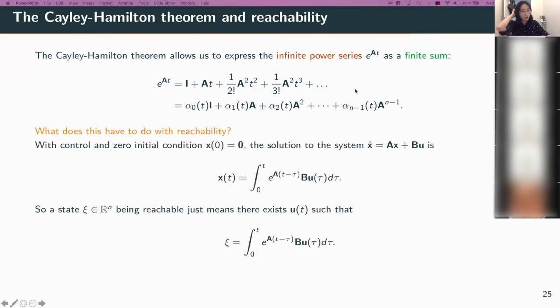So what does this have to do with reachability? Now we need to do a little bit. Question. Yes. Sorry, those alphas, are they polynomials in T? Yes, they are polynomials. Finite polynomials in T. Essentially, this term will just be 1, and then you're just grouping all the 1 over factorial terms with the t terms.